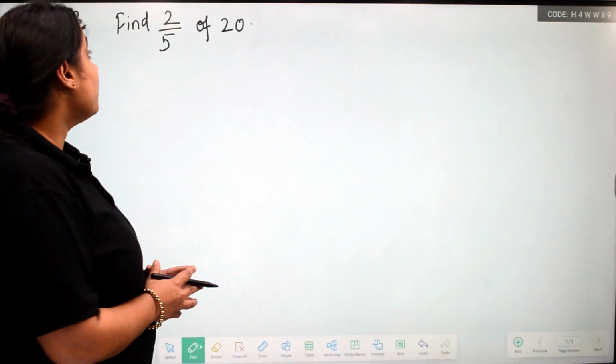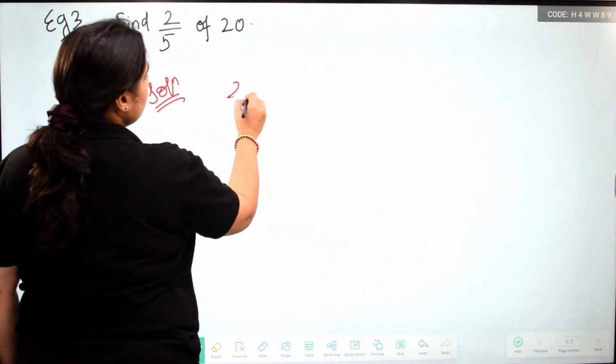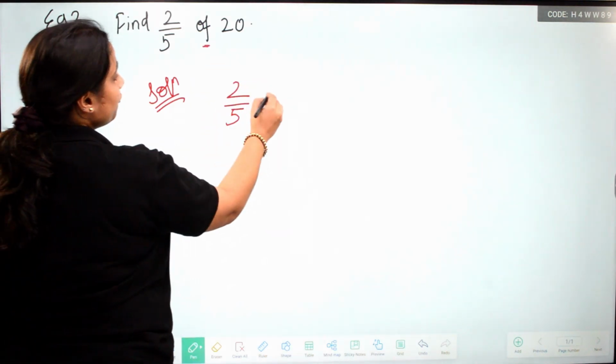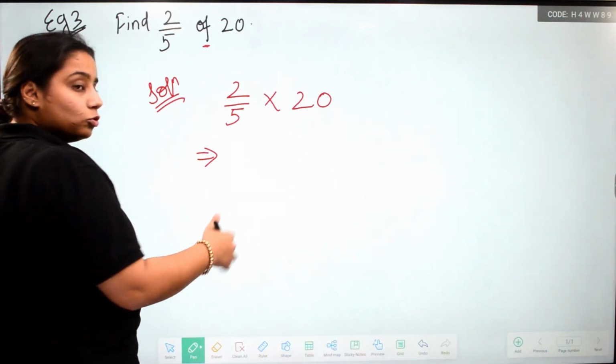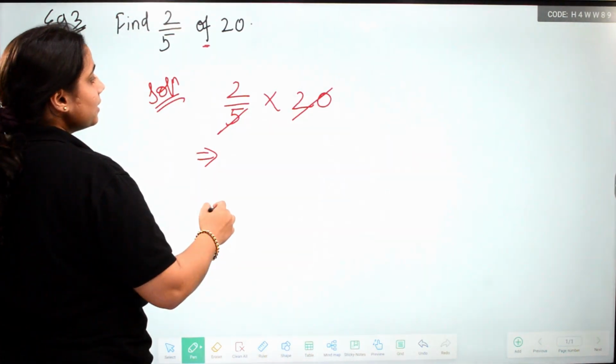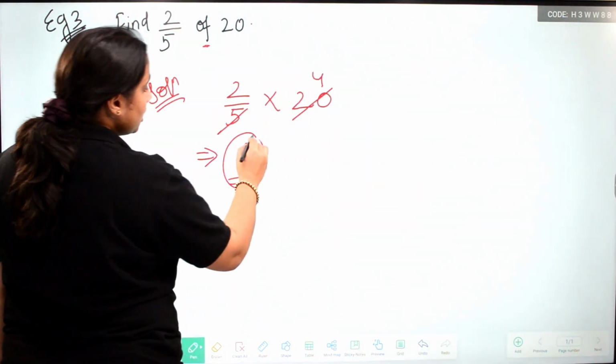Example 3. Find 2/5 of 20. Solution. Just write 2/5 and write "of" as multiplication. So now we are aware how to solve it. 20 can be divided by 5 four times, and 2 into 4 is 8. Hence we got the answer 8.